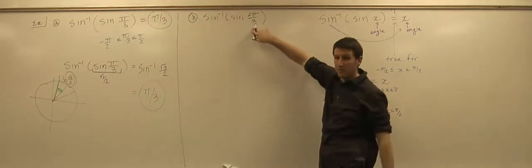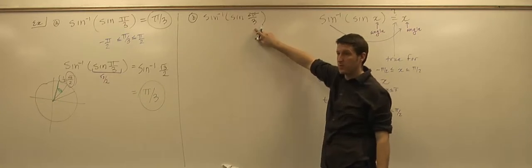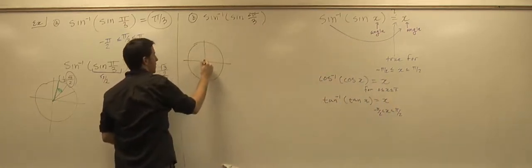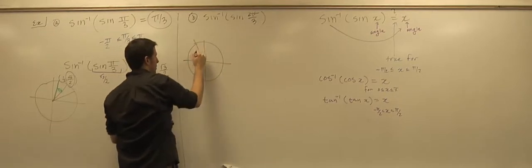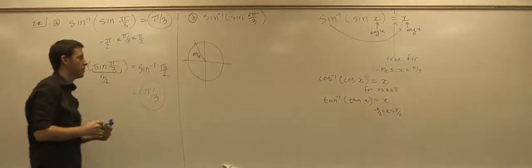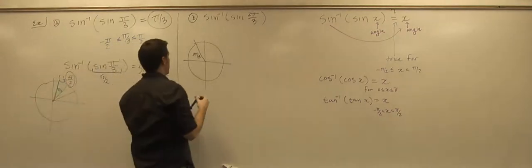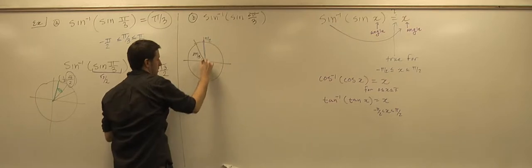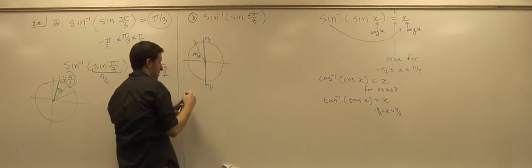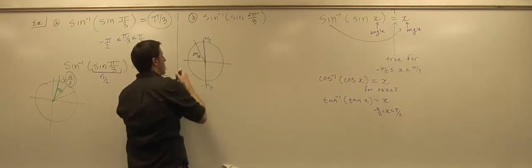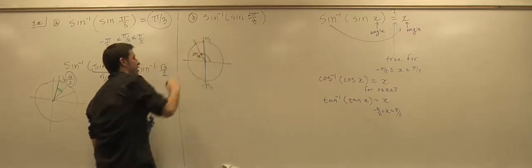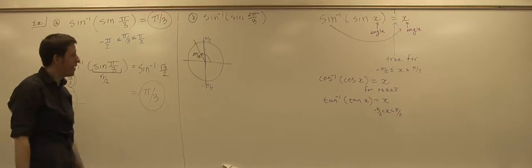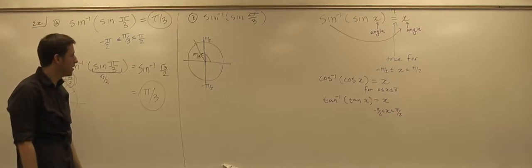No, because it's not in the right range. It's not between pi over 2 and negative pi over 2. 2 pi over 3 is way over here, and it passes our barrier. Here's pi over 2. Here's negative pi over 2. 2 pi over 3 goes through a barrier. So that means these aren't going to cancel exactly. Okay, fine. Life sucks. Move on.